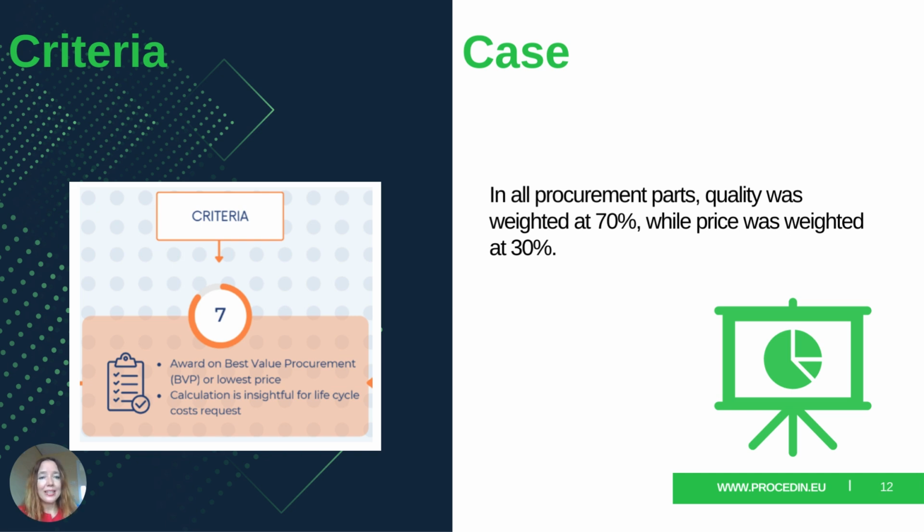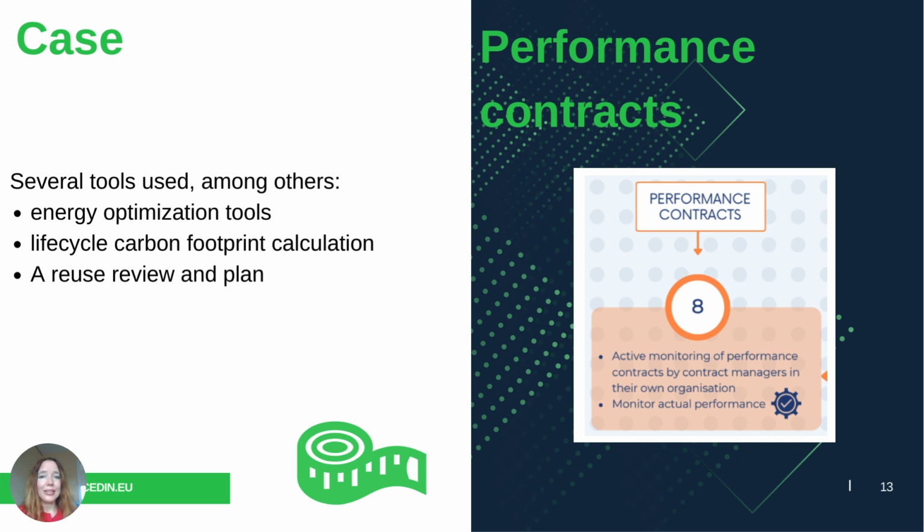Step number seven is about criteria, and award on best value procurement, of course, is very important. In this case example, quality was weighted quite high, 70%, while price was weighted at 30%. And last but not least are performance contracts. It is very important to involve experts, good contract managers, to evaluate and monitor the contracts also after the procurement itself. In the case example, different tools were used, for example, energy optimization tools, a life cycle carbon footprint calculation tool, and a reuse review and plan as well.